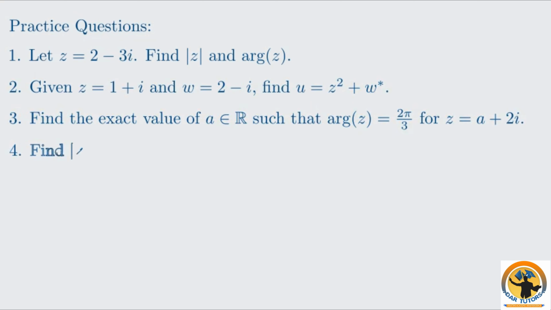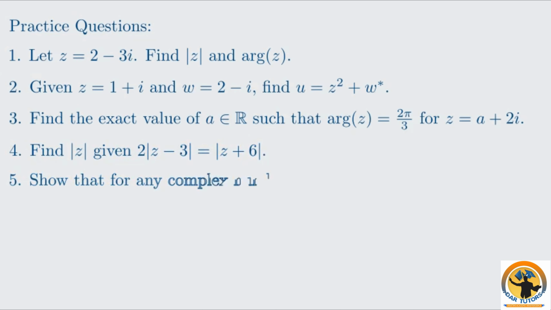Question 4. Find the modulus of z given that 2 times the modulus of z minus 3 equals the modulus of z plus 6. And question 5. Show that for any complex number z, z plus z star is always a real number. Let's go through the solutions.